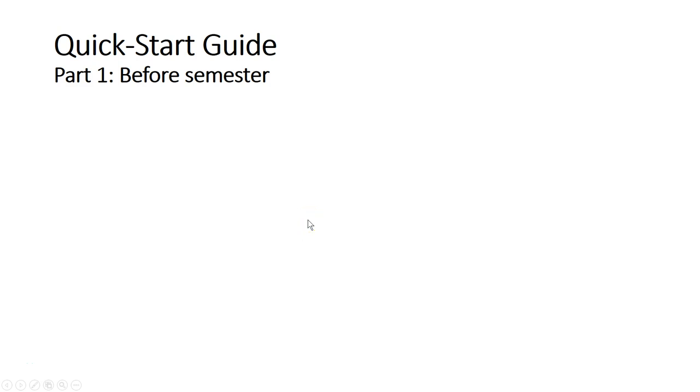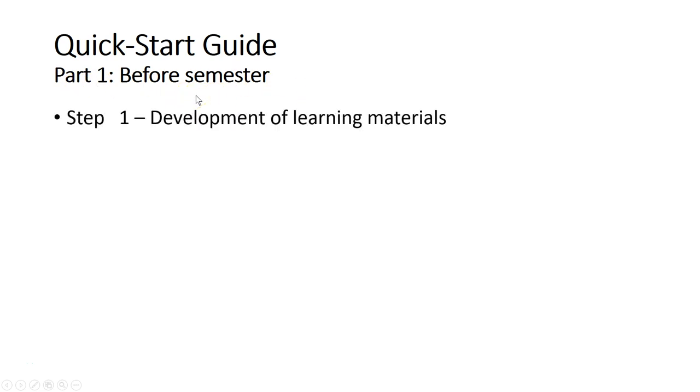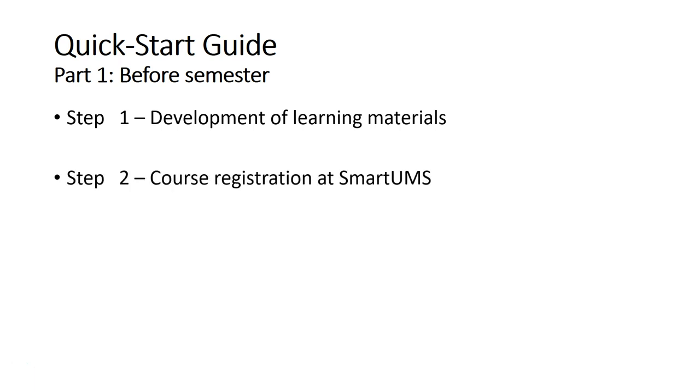So we go quickly through the content of the Quick Start Guide Part 1 before the semester. In total, there are 13 steps in this Part 1. The first one is about development of learning materials. The second one is about course registrations. What you need to do with the course registrations is to have your course registered on Smart UMS.